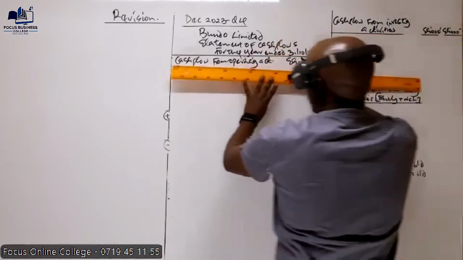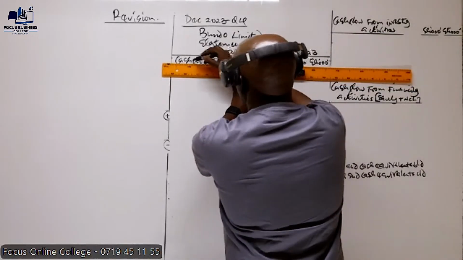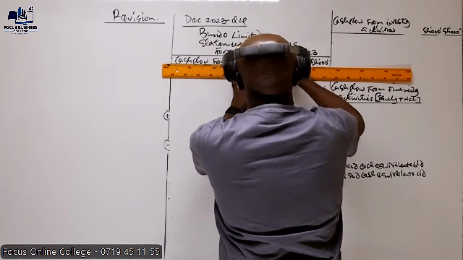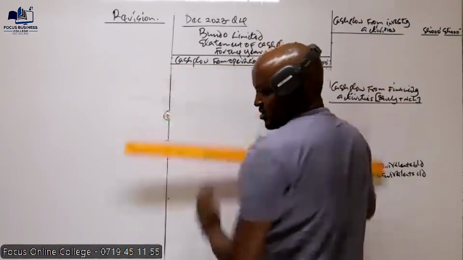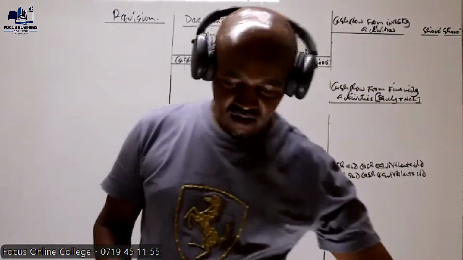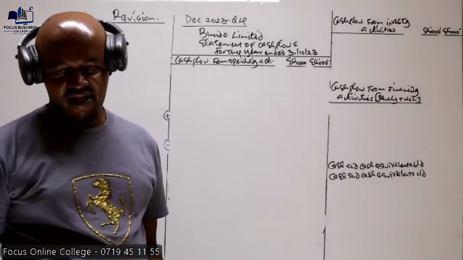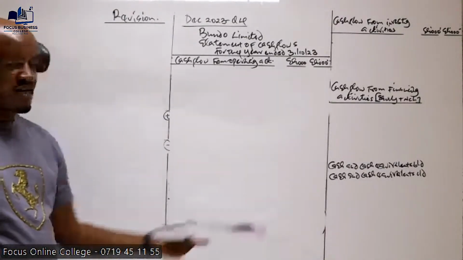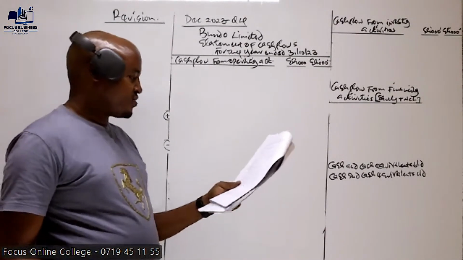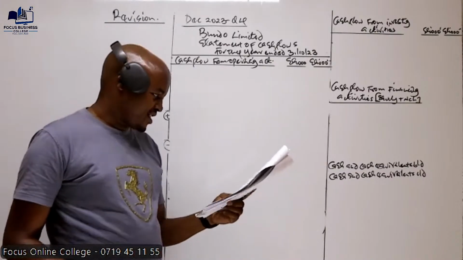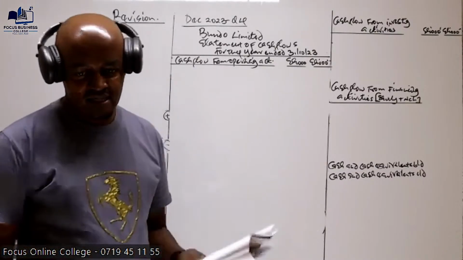Yes, so let's basically move and we record the obvious items. Because I've said in this particular question, we don't have to do those complex workings. So just record the obvious items. So let's start with the cash and cash equivalent at the start and also at the end. Do we have the cash and cash equivalent at the start and also at the end?